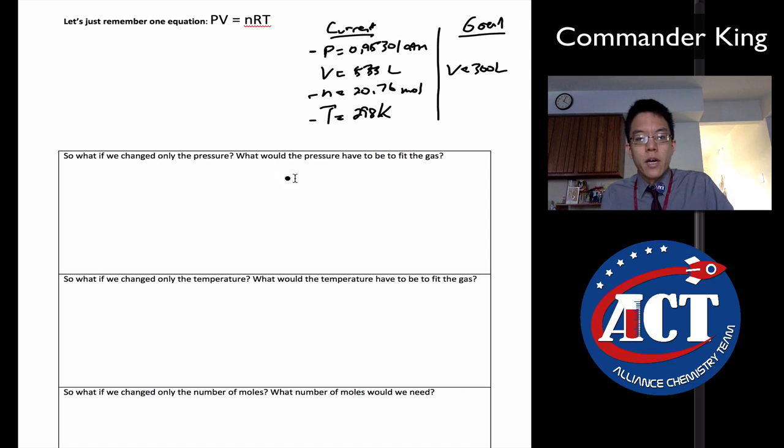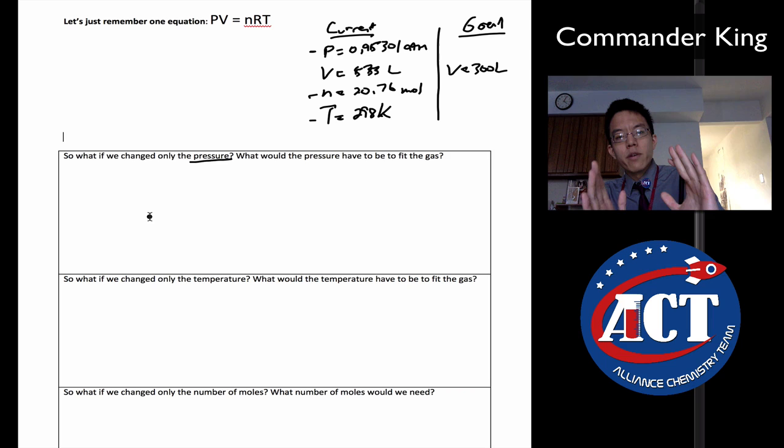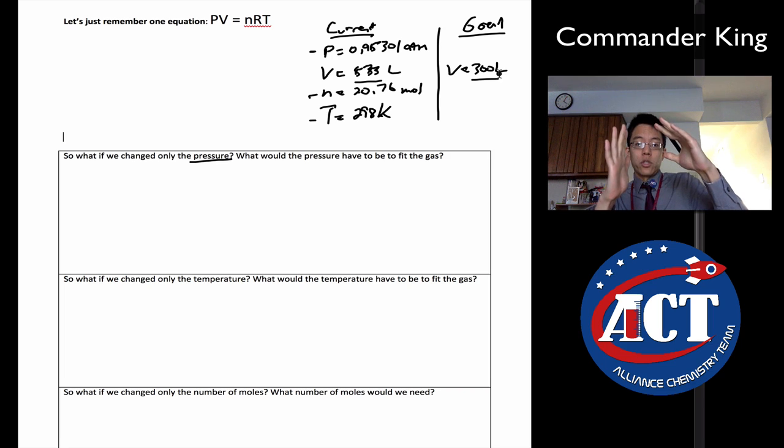Now, there are many different ways that you can do this. I'm going to show you 3 different ways. The first way, let's work on the pressure first. Let's say I want to change the pressure. I'm just thinking about this conceptually. If I want to squeeze the volume from 533 liters to 300 liters, I'm going to need to apply more pressure. So I know my pressure is going to go up from 0.95.